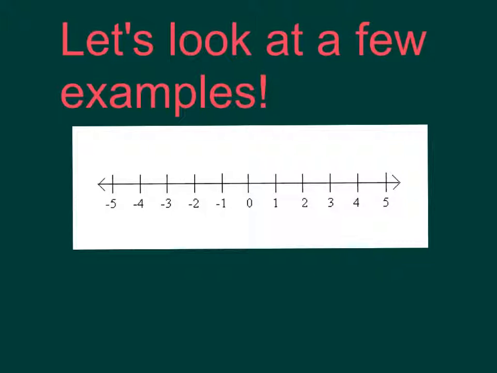Let's look at a few examples of absolute value. If you have a negative sign within the absolute value bars, so for example, if we have the absolute value of -4, we see that that's going to equal 4. And we can see that by placing a point at -4 and then using the scoop method. We're going to see how many units that is from 0. 1, 2, 3, 4. So the absolute value of -4 is just plain old 4.